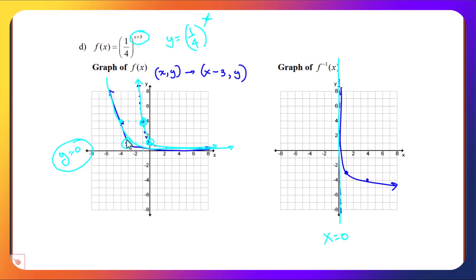If this point is negative 3, 1, we have the point 1, negative 3. If this point is negative 4, 4, then this point is 4, negative 4. And here is our inverse graph, switching the x and the y.